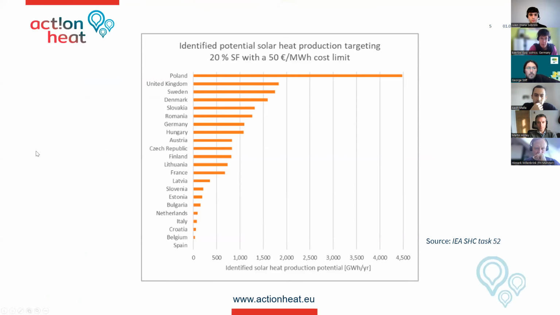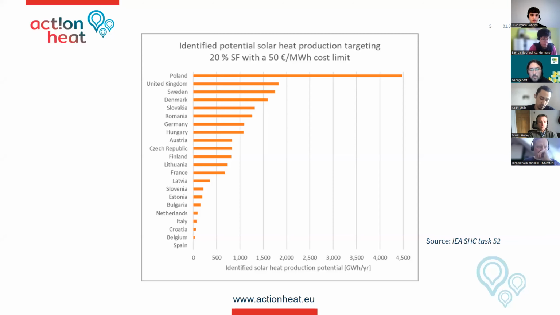And I also wanted to put this picture for you, taken from the International Energy Agency, Task 52. This picture shows what is the potential for solar heat production in Europe, for using it for district heating networks with a price limit of 50 euro per megawatt hour. And as you can see, many countries in Europe have the potential for more than 1,000 gigawatt hour per year of heat production with solar heat. So that's a huge potential.